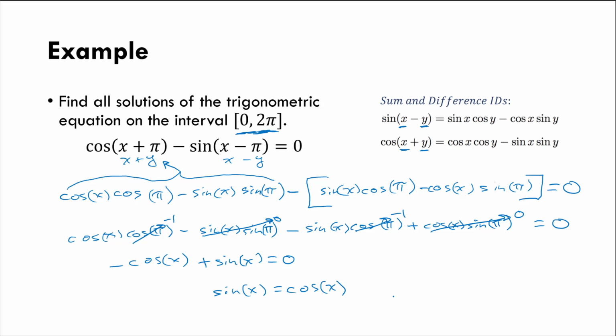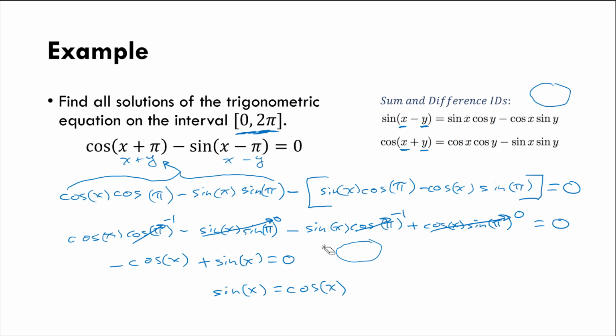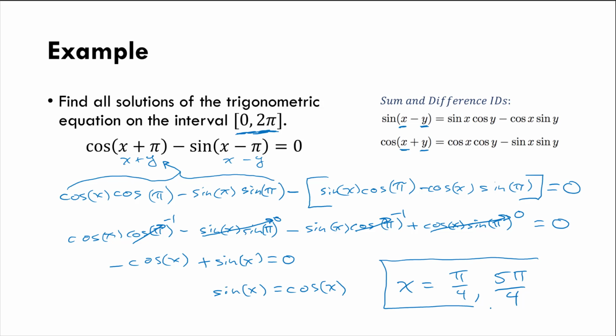Now, let's think conceptually. When is the sine of x equal to the cosine of x? Well, I can pull up my unit circle. That only happens in a few places. That happens here, pi over 4, and that happens down here at 5 pi over 4, okay? So I'll get rid of that unit circle. And I can see that my solutions, my x values, are going to be equal to pi over 4 and 5 pi over 4. And that's on the interval 0 to 2 pi, so those are going to be the only solutions for this problem, okay?